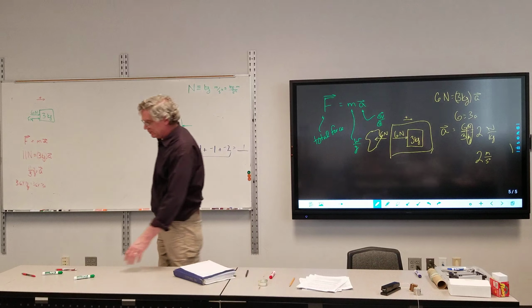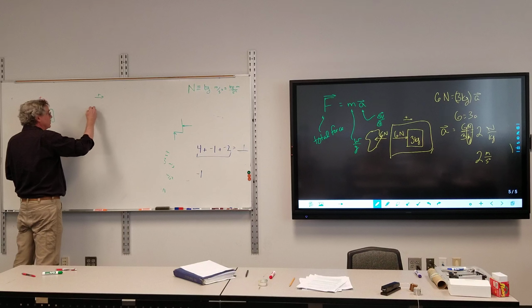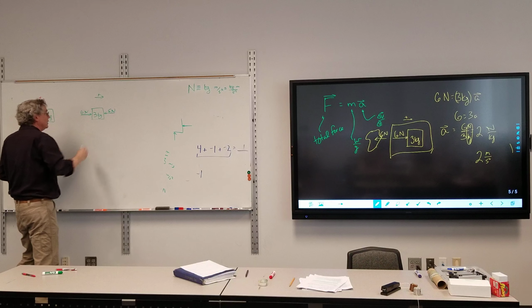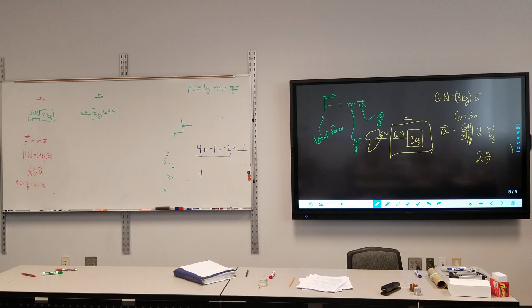All right, let's add a slight complication to it. Still going to say to the right is positive. I've got my 3 kilogram box here. I've got 6 newtons that way, and I've got 5 newtons that way. What is the acceleration of the object now? Or how would you find it?